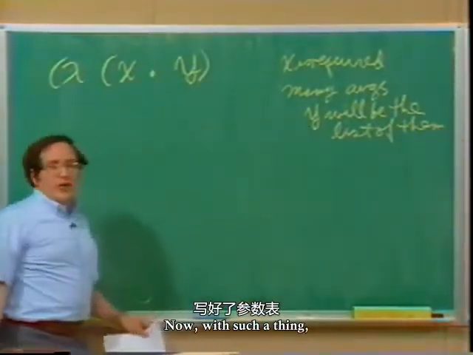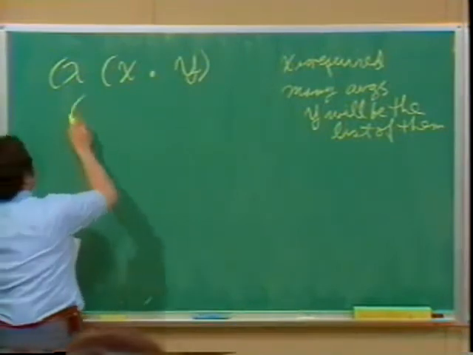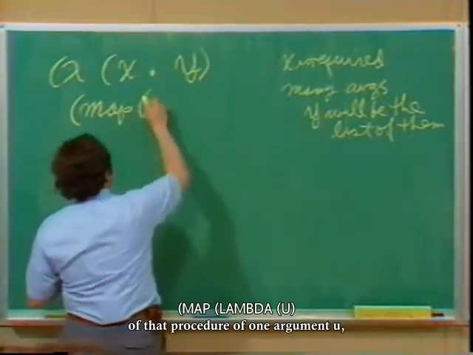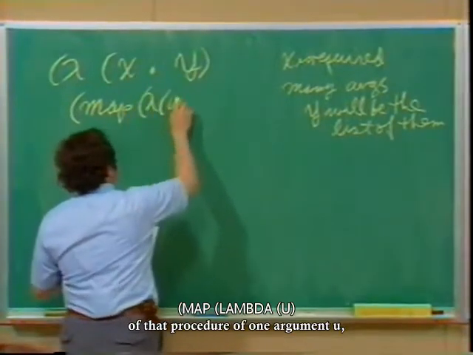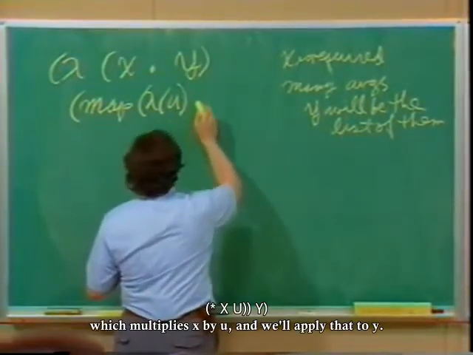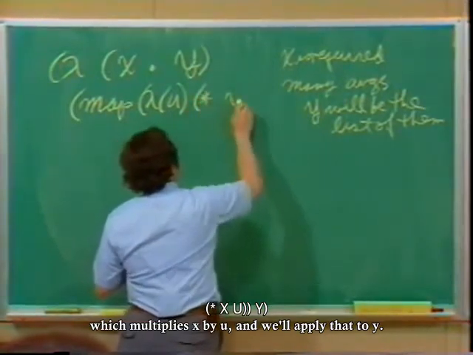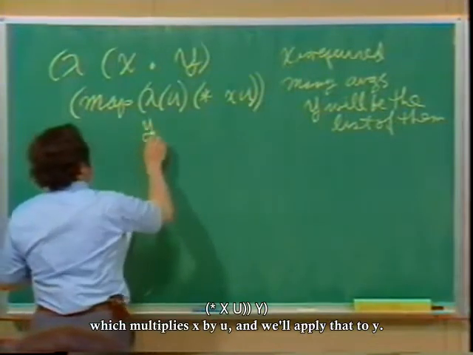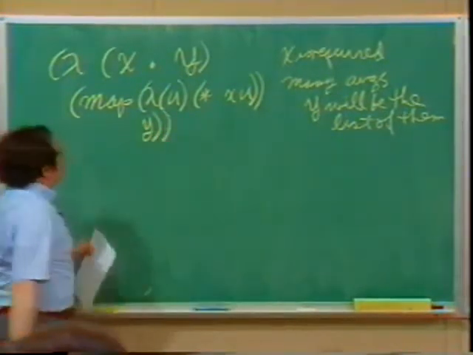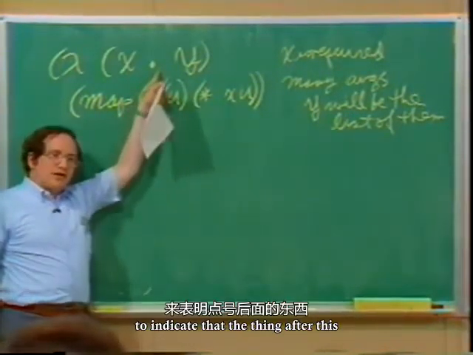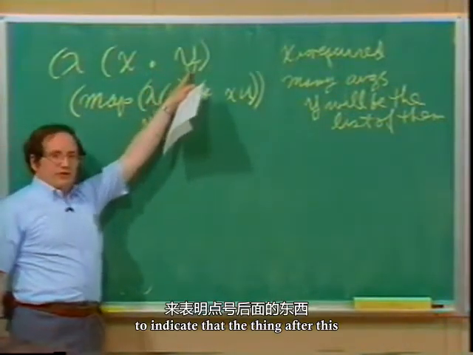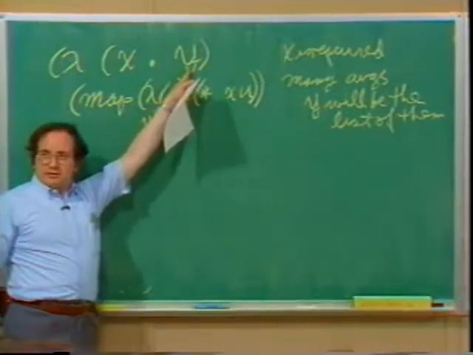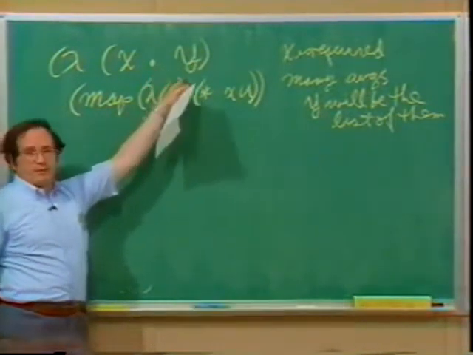Now, with such a thing, we might be able to say something like map, we're going to do something to every one of that, a procedure of one argument u, which multiplies x by u, and we'll apply that to y. I've used a dot here to indicate that the thing after this is a list of all the rest of the arguments. I'm making a syntactic specification.